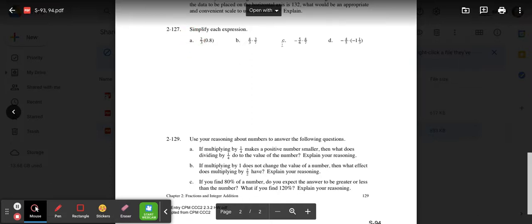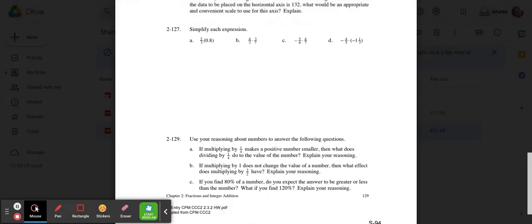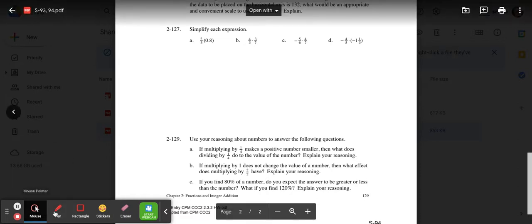We're looking at A and C for our standard assignment. The challenge has each problem. So on this problem, we're looking at, for A, 2/3 times 8/10. And I know that parenthesis with nothing in between means times.